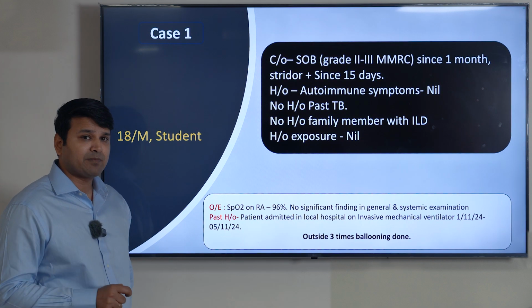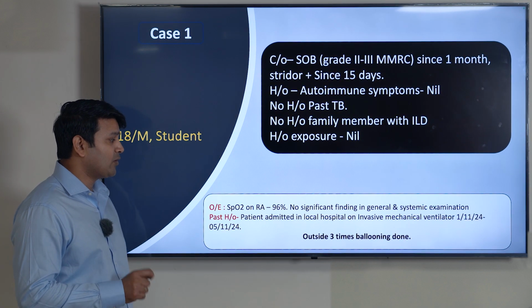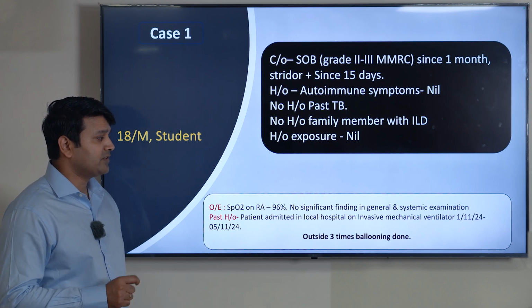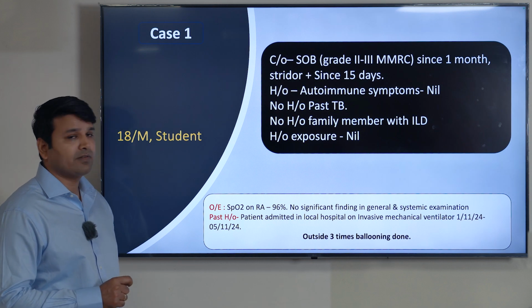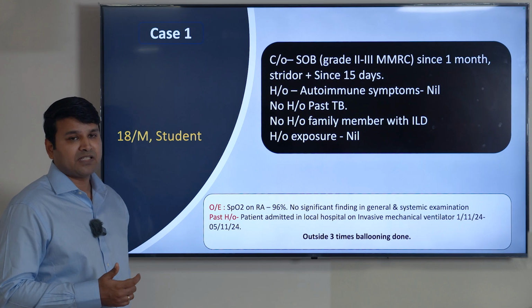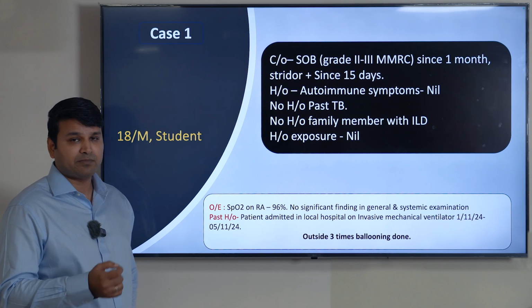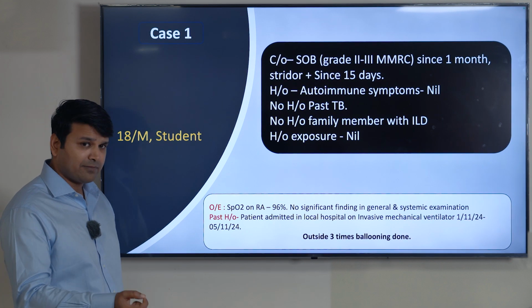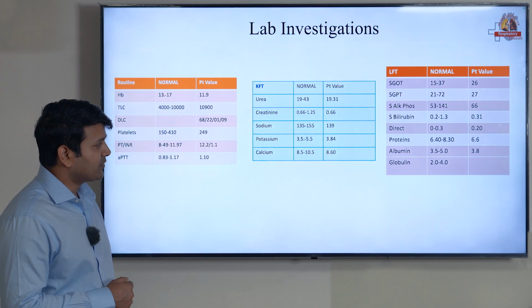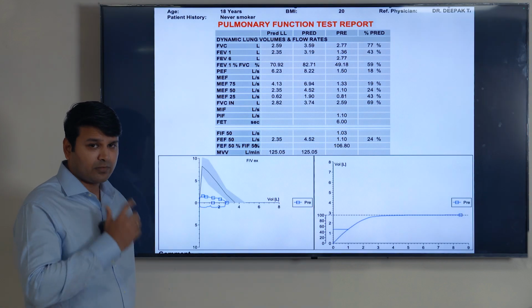If we talk about the patient's past history, there is a very significant history. The patient was admitted in a local hospital and was put on an invasive mechanical ventilator from 1st November 2024 to 5th November 2024. So this is a very significant history. For the stridor, the patient was tried for balloon dilatation 3 times in the previous hospital where he was admitted a few days ago. This procedure was done a month ago in our center. The lab investigations are normal, nothing is very significant. So now we'll move forward.